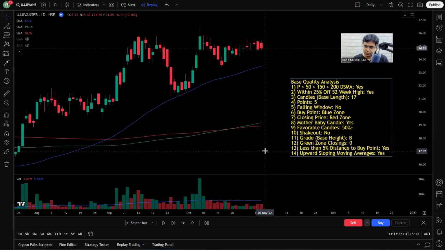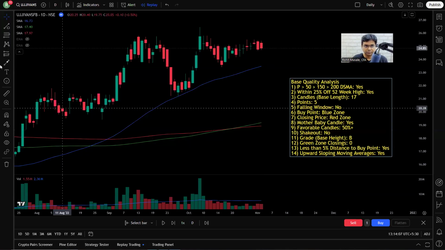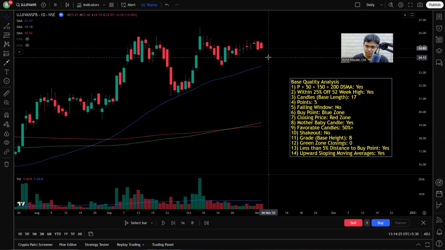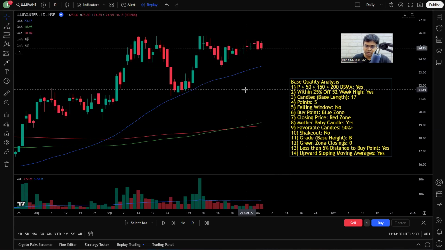So in this video, we will do the analysis of a base. Let us try to determine the quality of this particular base. This is Ujjivan Small Finance Bank, and this is an old chart, November 2022. Have a look at this base. As per the regulations in India, I am only allowed to show you old charts. So this is way back, 2-3 years. Let us draw this base and do a detailed analysis of it.